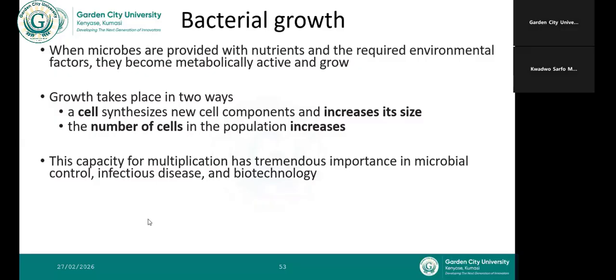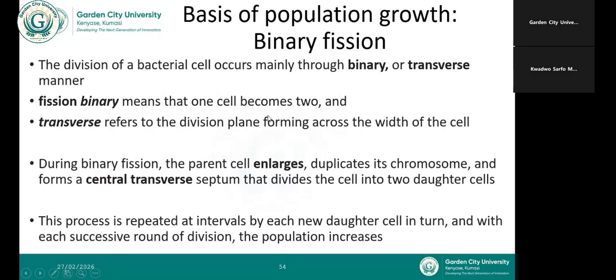Please, is the slide moving? No, sir. Okay, let me check. Please, has it moved? Yes, sir. Okay, thank you.